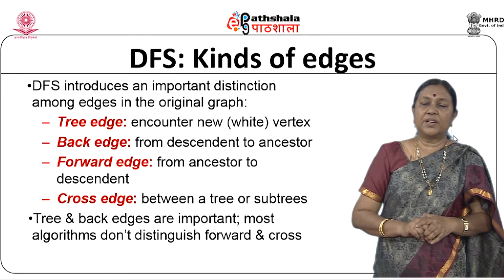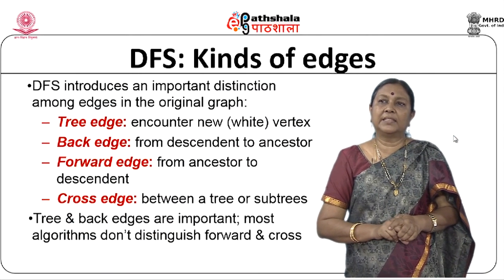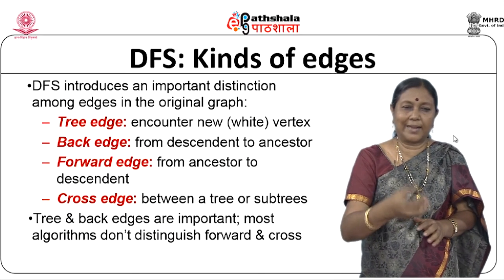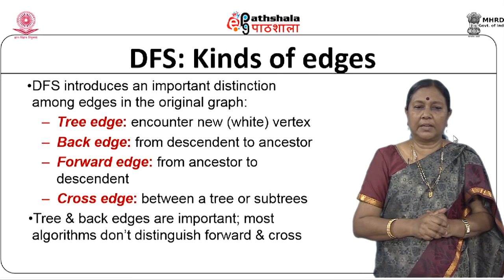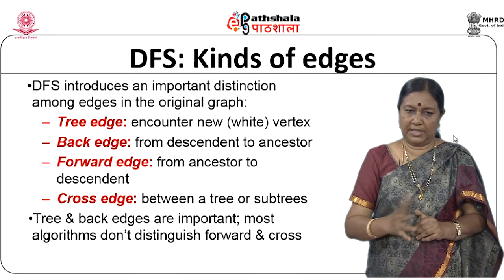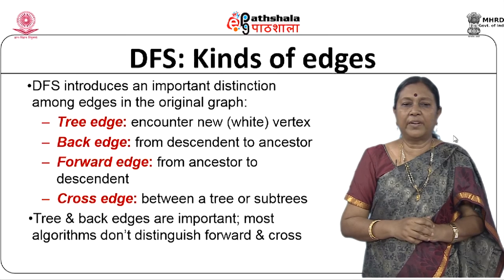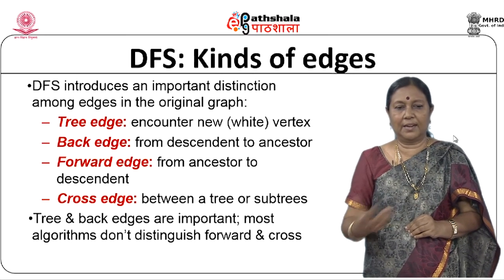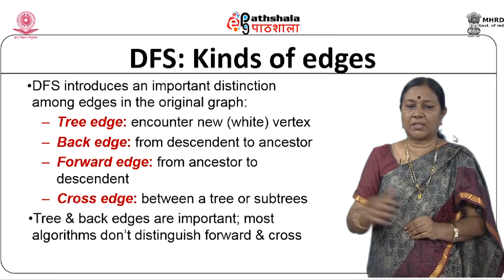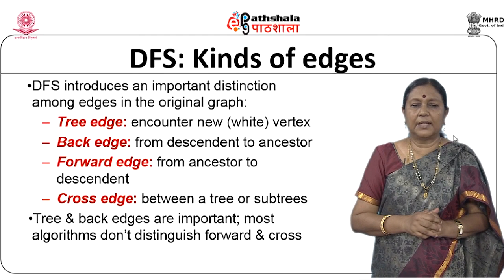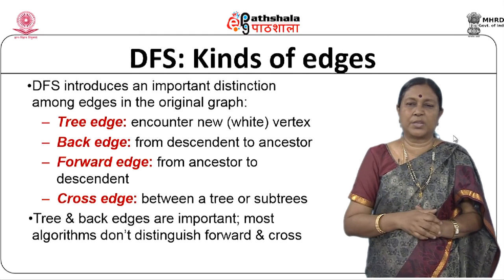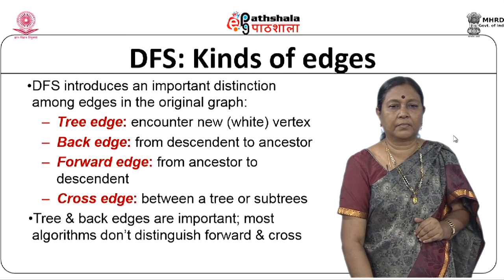Now, DFS introduced an important distinction among edges in the original graph, which we already slightly spoke about. A tree edge is an encounter of a new vertex, a back edge is from the descendant to the ancestor, a forward edge is from ancestor to descendant, and a cross edge is between trees or subtrees. Tree and back edges are important. Most algorithms do not distinguish between forward and cross.